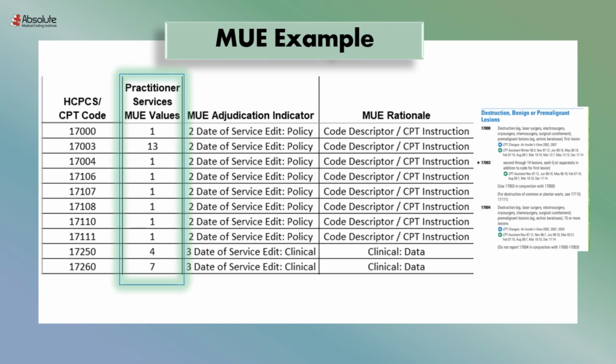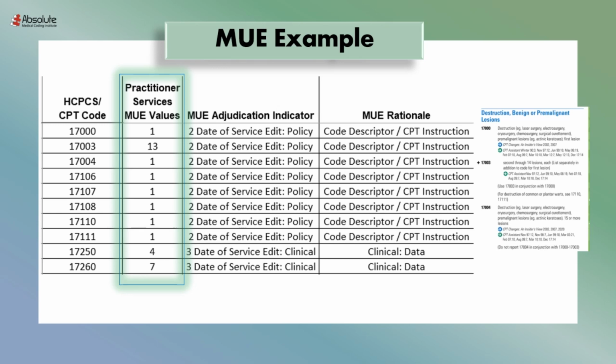Now, if we look at add-on code 17003, this is coding for the 2nd through 14th lesion, and it says each, meaning we would report any lesion that we have from 2 to 14, we code it each time. So if we had those 2 through 14, that means we would code 17003 13 times. So the value for this code, the maximum number of times we can report 17003 on that same date of service for the same beneficiary is going to be 13, as indicated by 13 in the 2nd column for the MUE value.